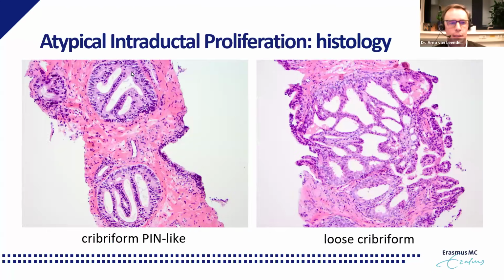So these are just two examples that would fulfill the criteria of AIP. Here there's more lumen, and in both there's more lumen than epithelial cells. And so strictly this would mean AIP, but I can imagine that some of you would already consider this like ADC of IDC.